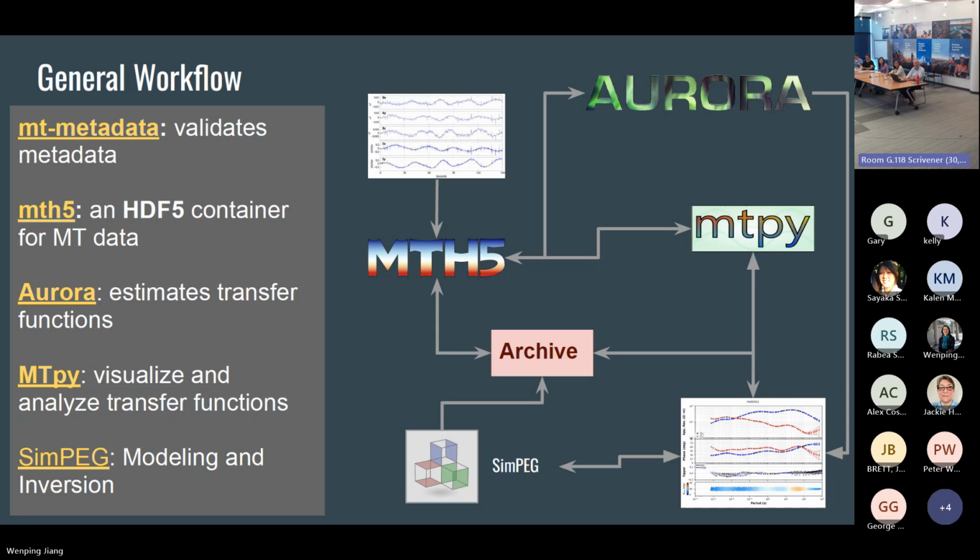So we've built a wrapper package for that to be able to access and manipulate those data. That's your time series container that gets pushed into Aurora, which is a time series processing code. So that's where you're going to estimate your transfer functions. And once you get your transfer functions, you want to be able to visualize and analyze them. So there's active development on a package called MTPy. This would be MTPy version 2.